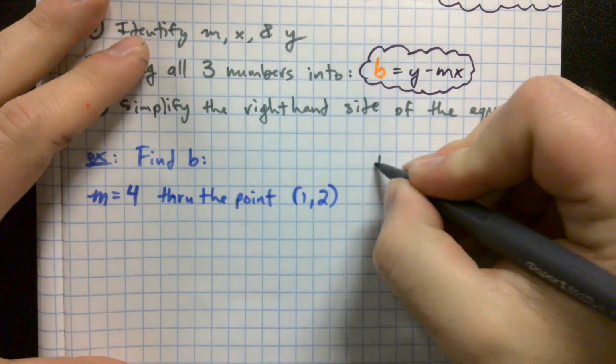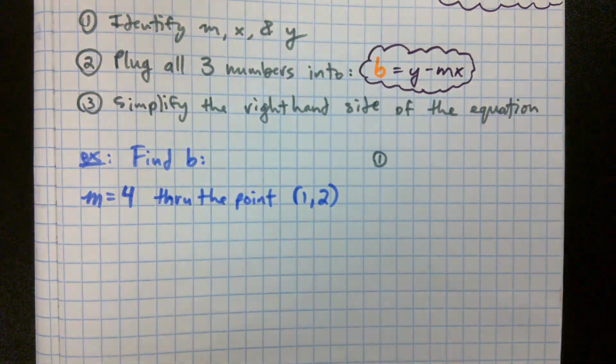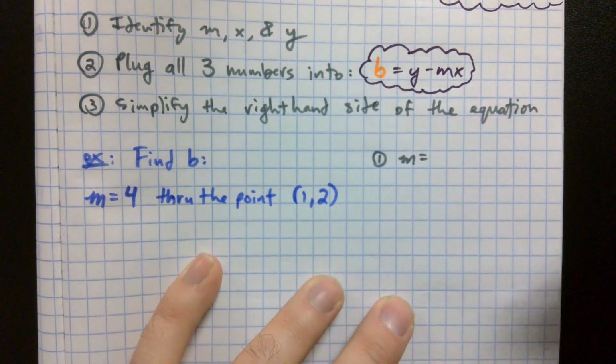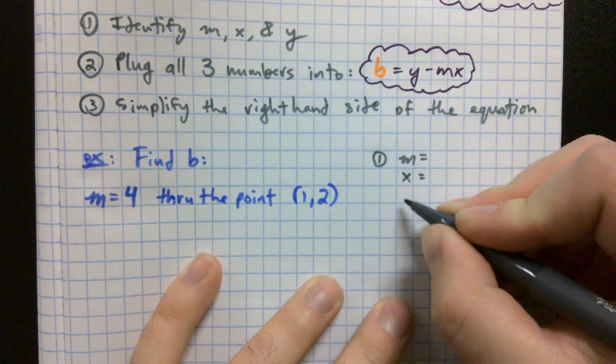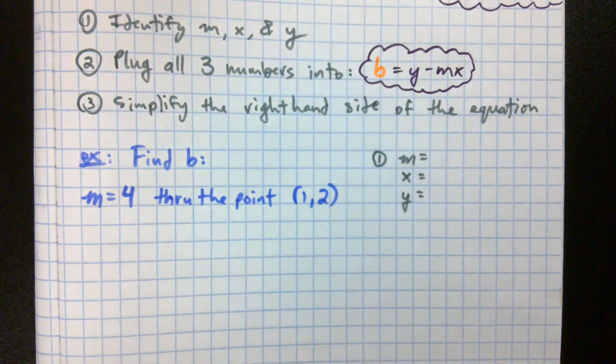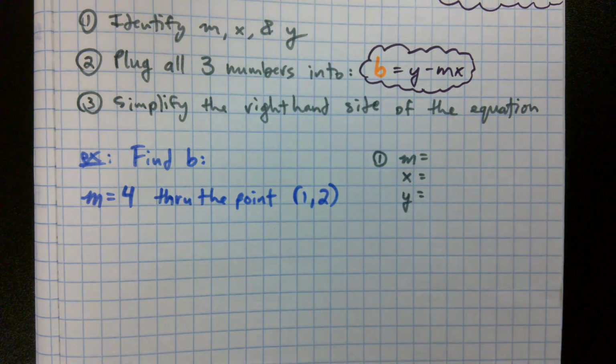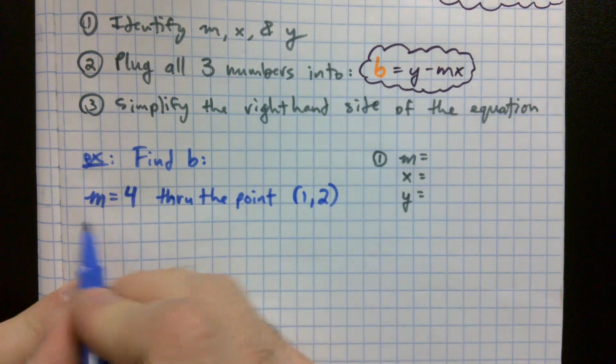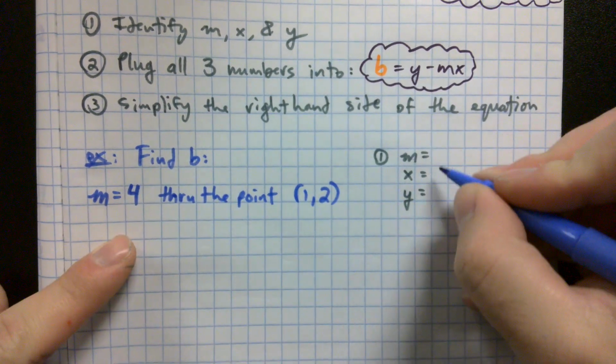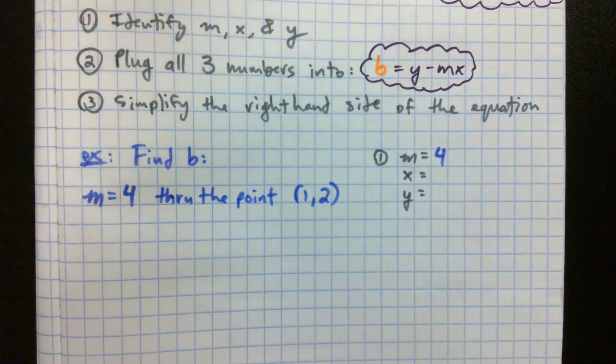So let's go through the steps. Step 1 is identify M, identify X, and identify Y. So in this example, who can tell me what is my M equal to? 4. It says so right here. Nice and easy. M is equal to 4.